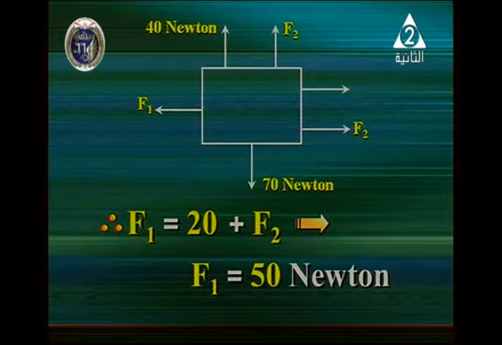Dear student, in this example, we know that the body is in equilibrium, then we have two equations. The first is the vertical equation, the second is the horizontal equation. By substitution of the given, we find the value of the unknown forces.